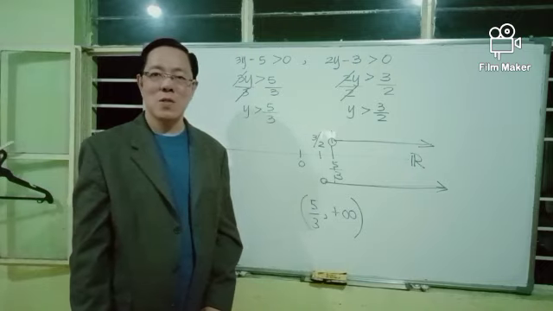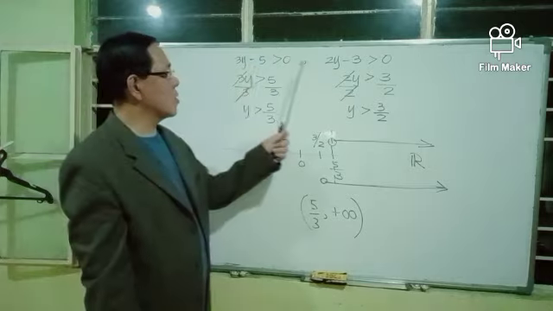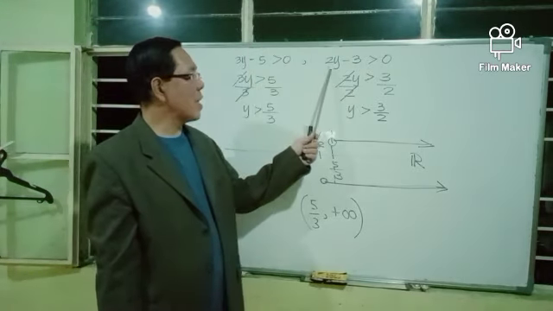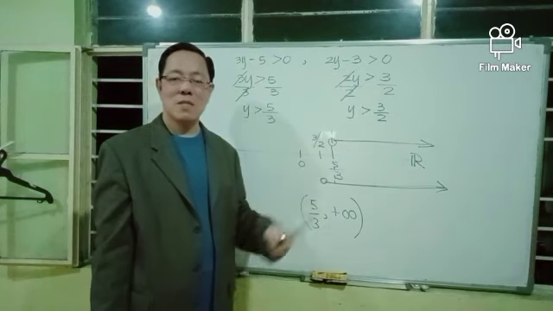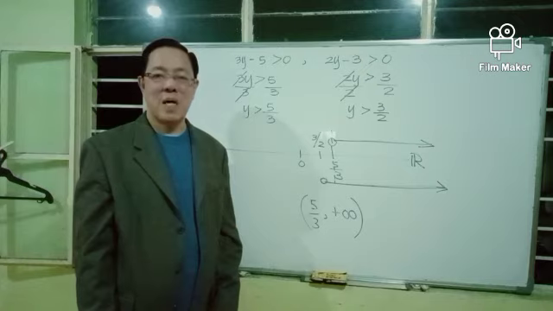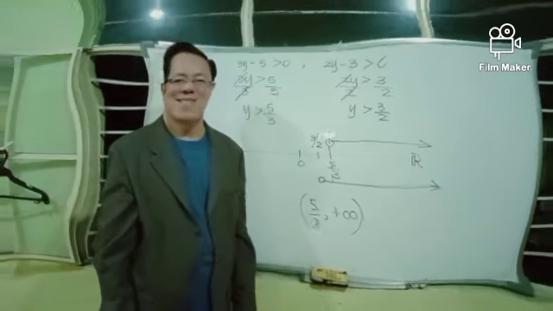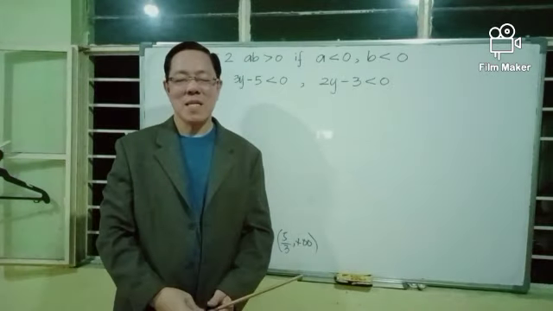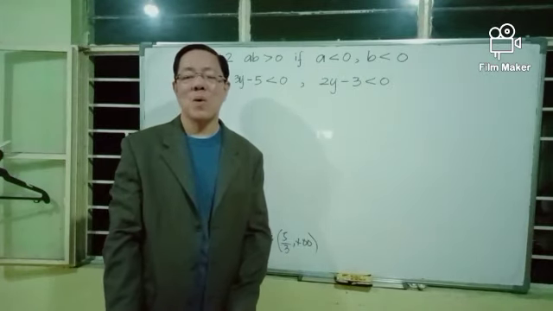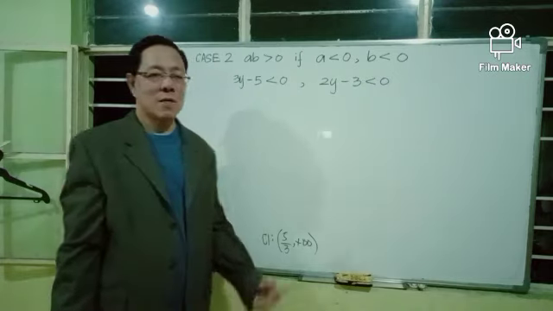Now we find the solution of case 2, where we take both factors, 3y minus 5 less than 0 and 2y minus 3 less than 0. If both factors are negative, their product is positive or greater than 0. For the second case, we now take both factors, or both real numbers, as negative or less than 0.